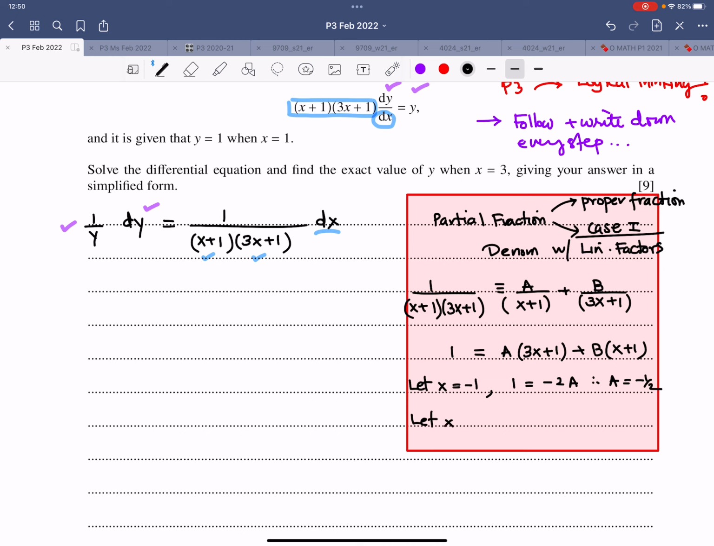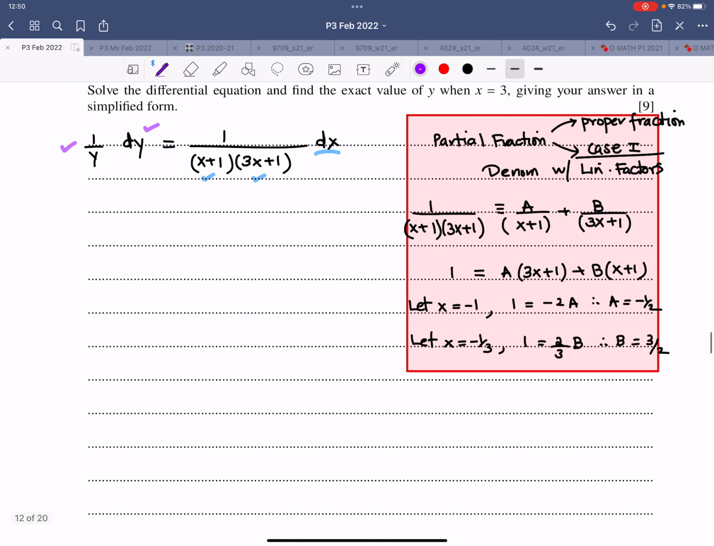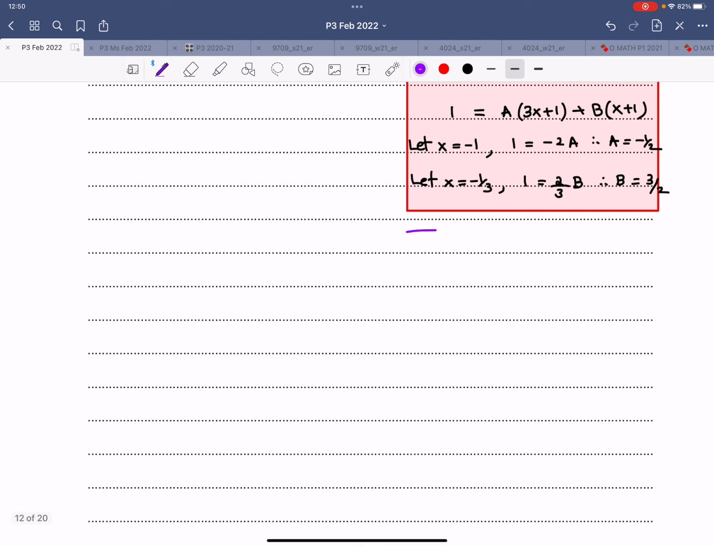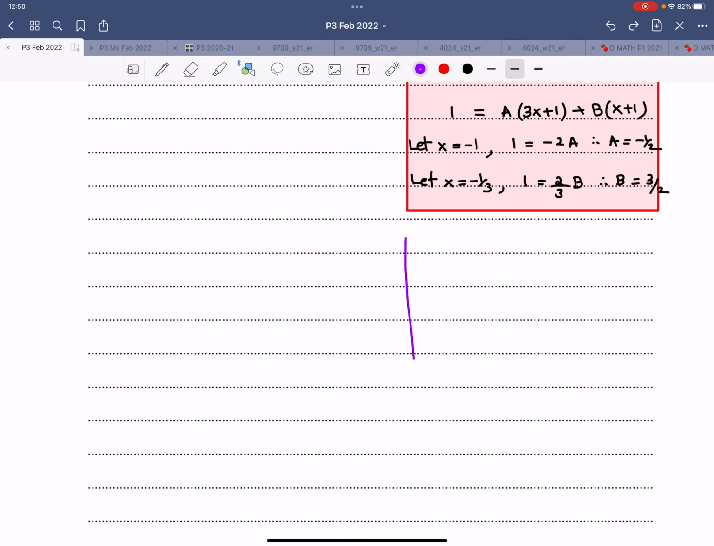Similarly, let x equal negative 1/3. This time a disappears. And 1 equals positive 2/3 b. Therefore, b comes out to be 3 over 2. That's the first thing. Second thing, let me simplify the fractions as much as possible so that it's in a position to be integrated.